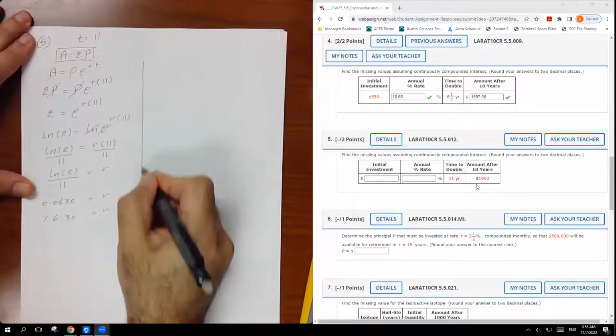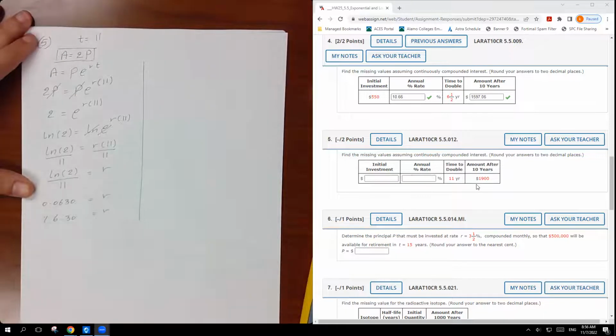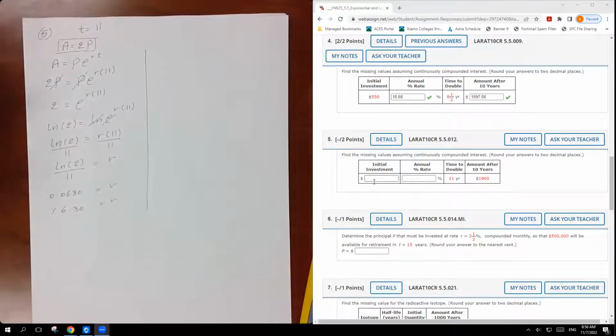Now, next step, we're going to find the time to double. I'm talking about example 5, yes. So our rate is going to be 6.30.